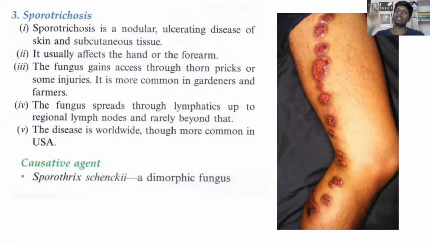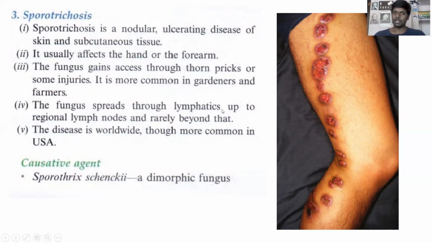The people who do gardening, the ones who cut the branches of trees, used to get this particular infection because this fungus is present in the thorns of those plants. Say, for example, a rose flower has those tiny needles, right? From the thorns we get this infection. That is why they say this fungus gains access through thorn pricks or some injuries. It is more common in gardeners and farmers.